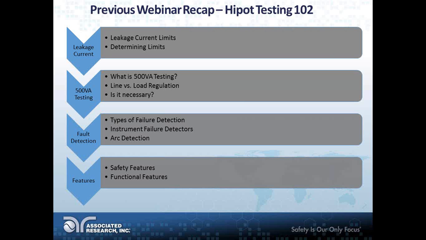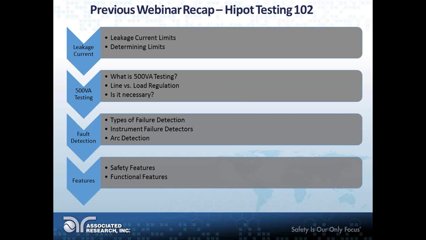We talked about leakage current limits for your HiPot test, determining those limits. We delved into a bit of 500 VA testing, which is your higher leakage current HiPot testing, and why it's necessary. And that kind of plays into the whole line load regulation of your HiPot tester. Can it maintain the voltage output? And if it can't, why you need more energy in order to successfully perform a HiPot test.